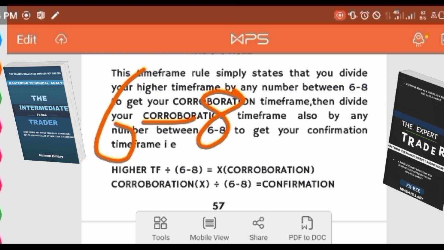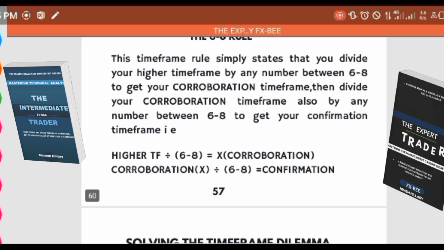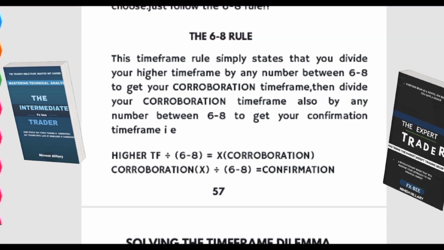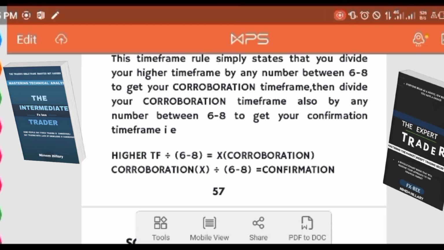This is the time frame, and this is what you need for anything. So what it's simply saying is divide your higher time frame by any number between 6 to 8. So it can be 6, 7, or 8 to give you your corroboration time frame. Then you divide your corroboration time frame by any number between 6 to 8 also to give you your confirmation time frame. And that confirmation time frame is the time frame you are going to take your trade on. It's the smallest time frame that you are going to take your trade on.